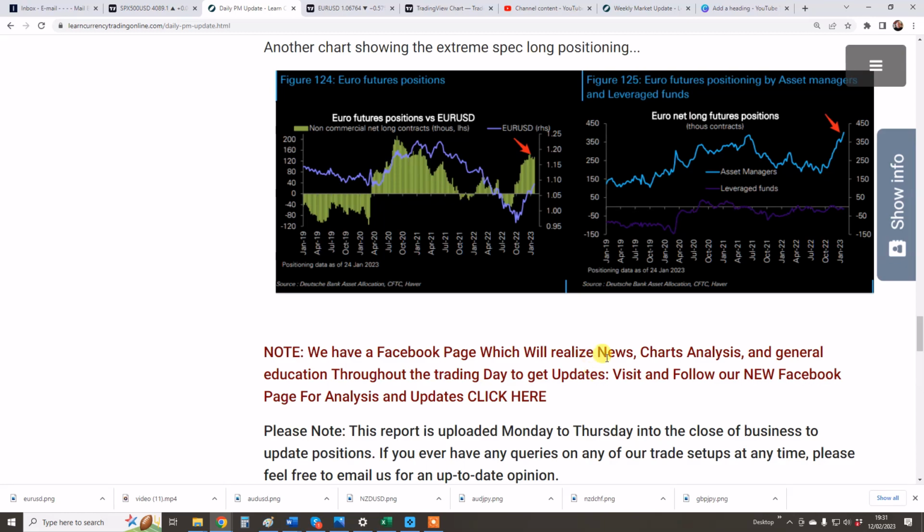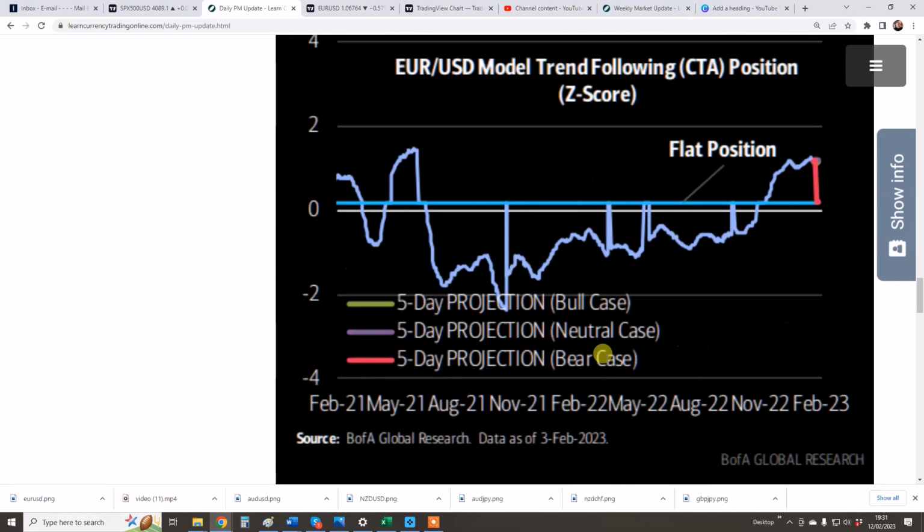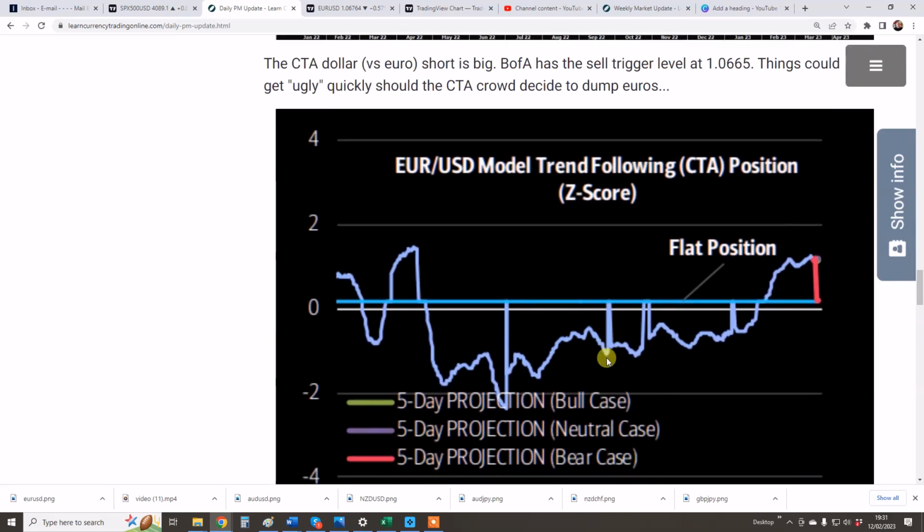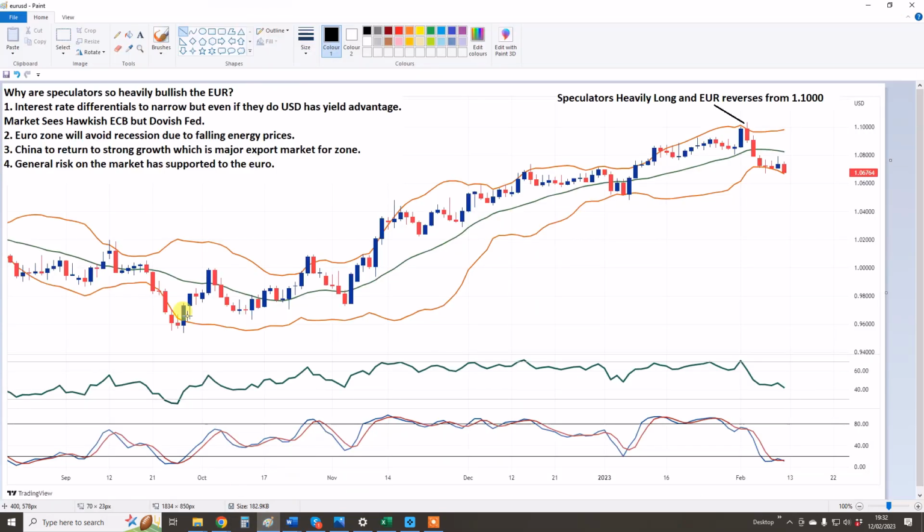Okay, now in terms of this one here, this is from Bank of America, showing CTAs, basically managed money again, building up a big long position. And they say they have a sell trigger at 106.65. Things could get ugly quickly should the CTA crowd decide to dump euros, which we think that they will. Okay. Now, in terms of the next chart, sorry, go back to my chart, Euro USD.